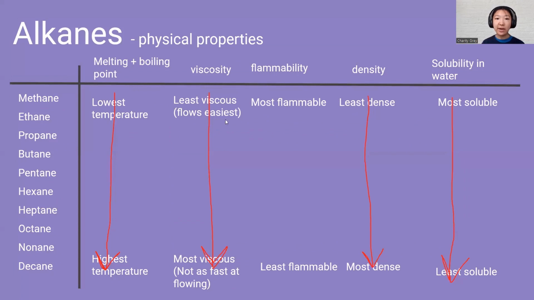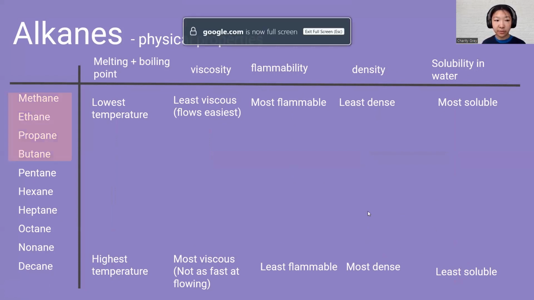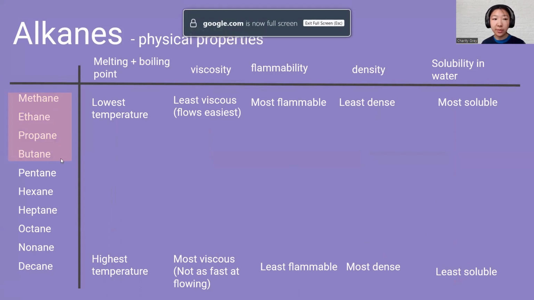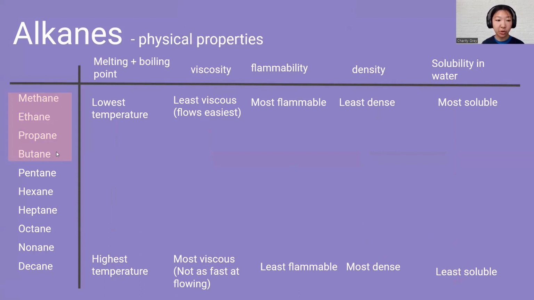So we have all these other things. We have lowest temperature to highest temperature, least viscous to most viscous, most flammable to least flammable, least dense to most dense, and most soluble to least soluble. And then we will see that methane, ethane, propane and butane are usually a gas at room temperature. And then pentane, hexane, heptane, octane, nonane, and decane are usually going to be liquid at room temperature.